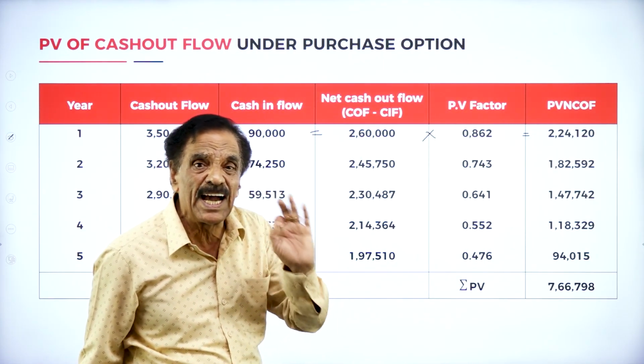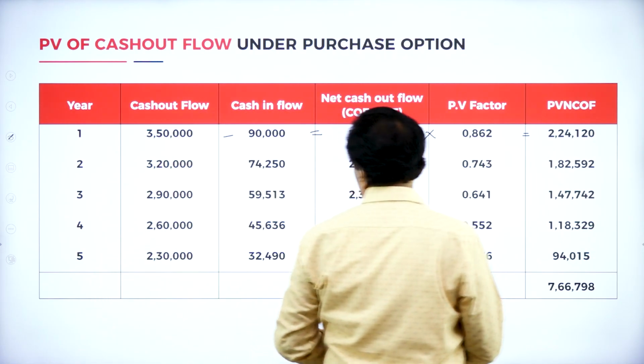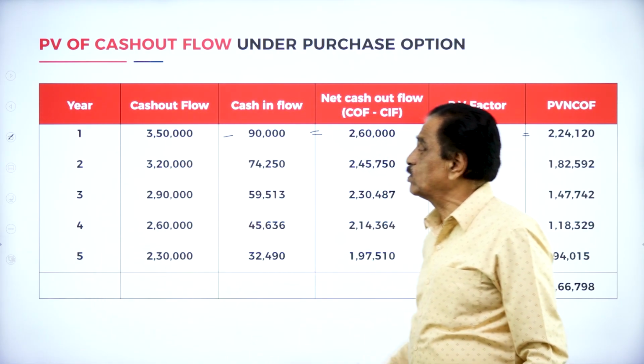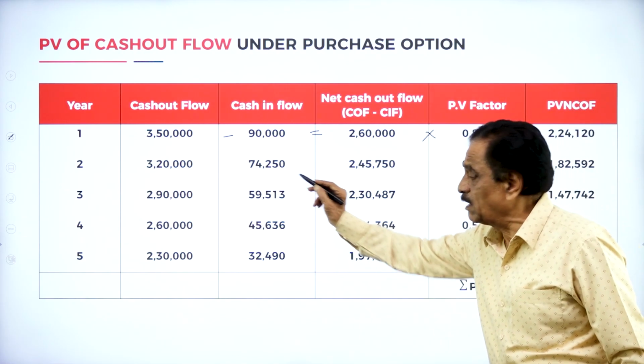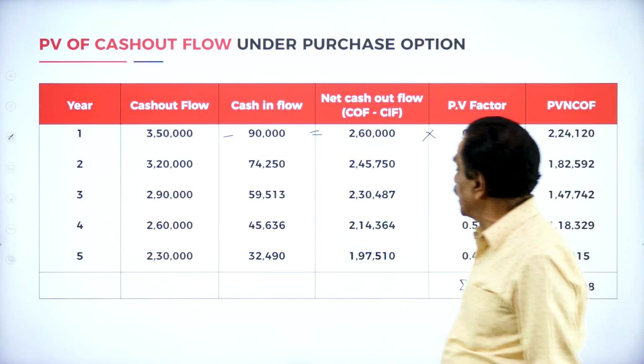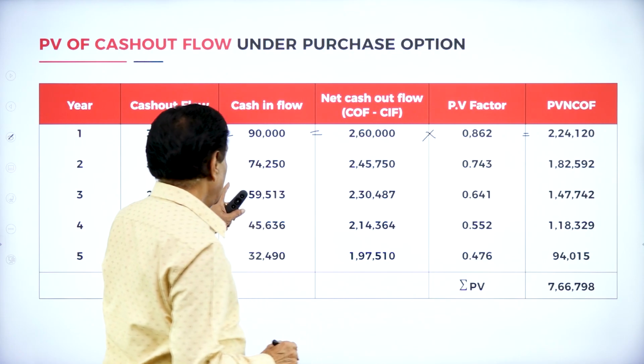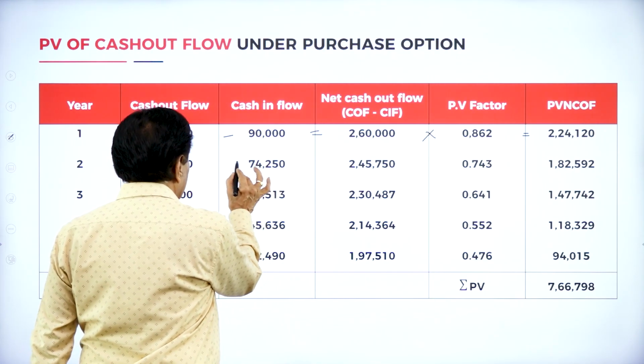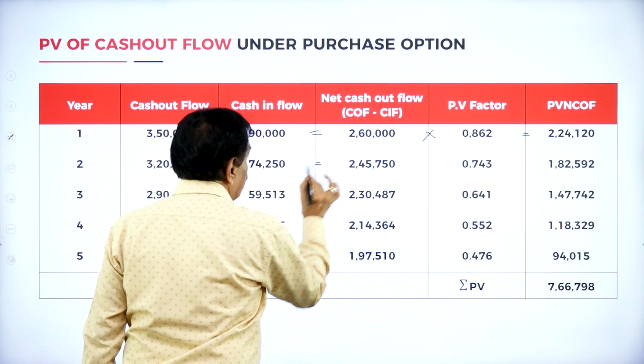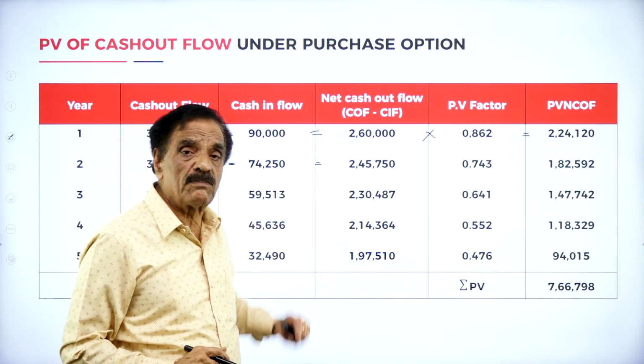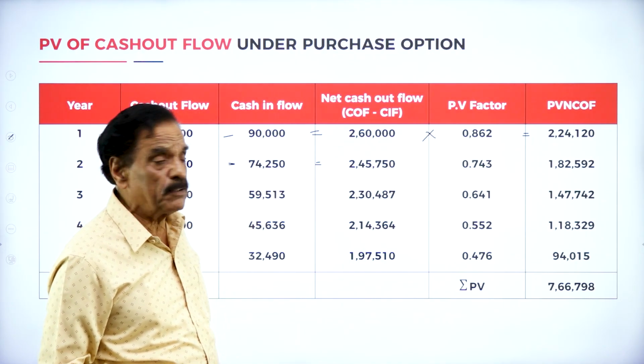2,24,120 is the real cash outflow. Then come back to second year. Your cash outflow is 3,20,000. 74,000 is 250. Deduct here 3,24,000. If you deduct this, no cash inflow, you'll get the figure of 2,45,750. 1 rupee is valuing 74 paisa.